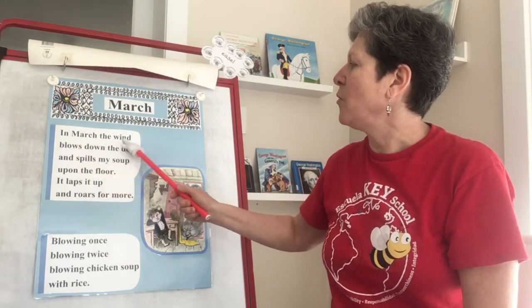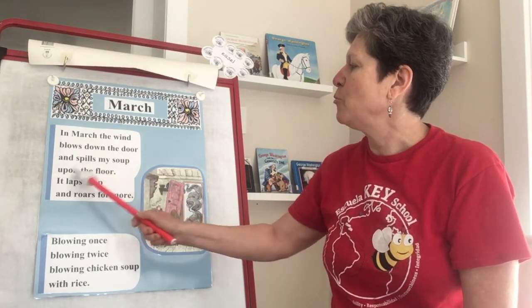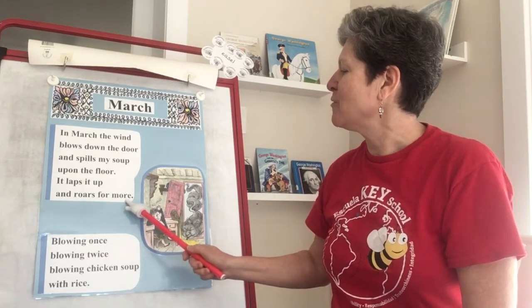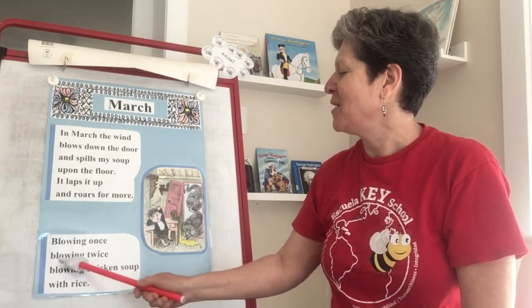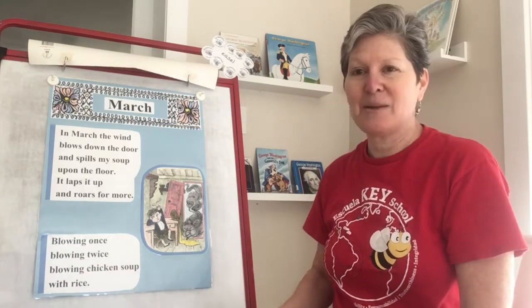In March, the wind blows down the door and spills my soup upon the floor. It laps it up and roars for more, blowing once, blowing twice, blowing chicken soup with rice.